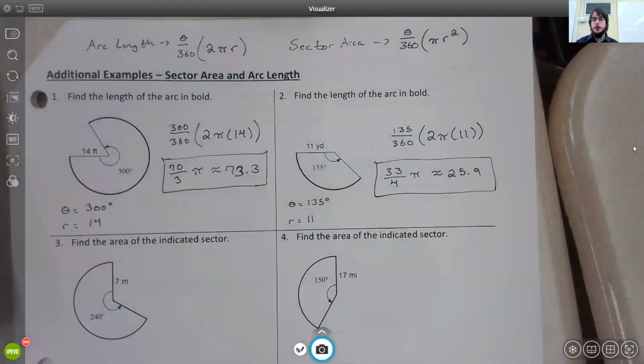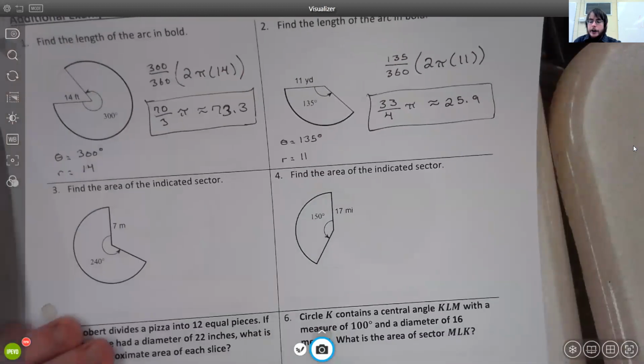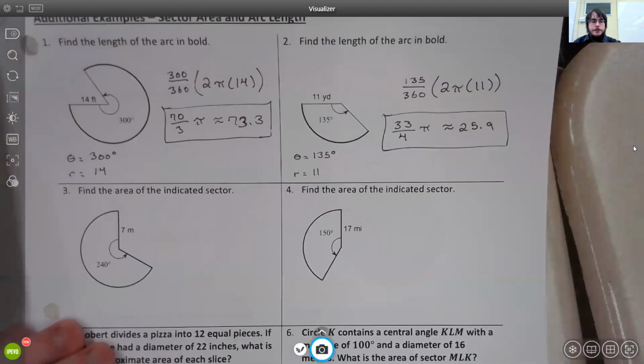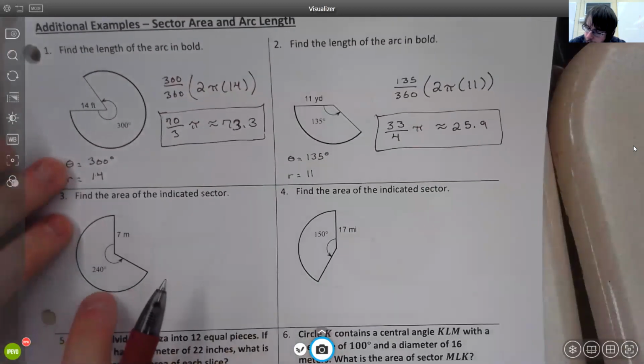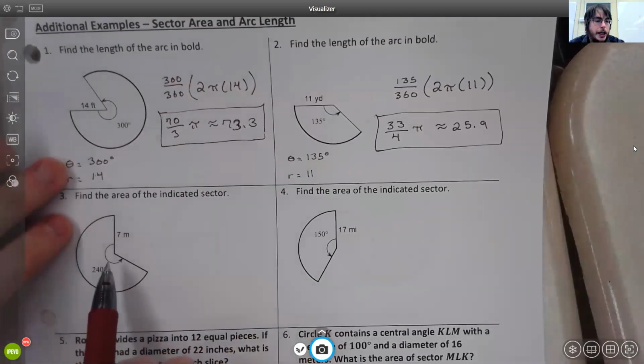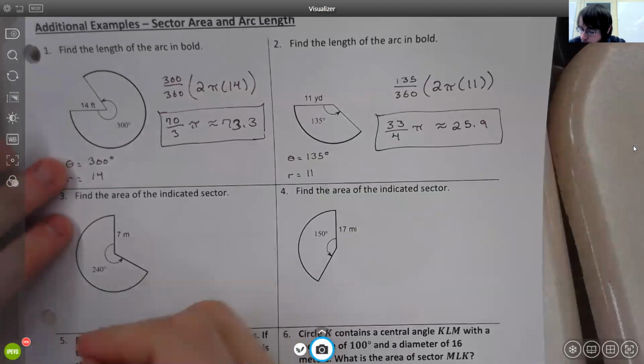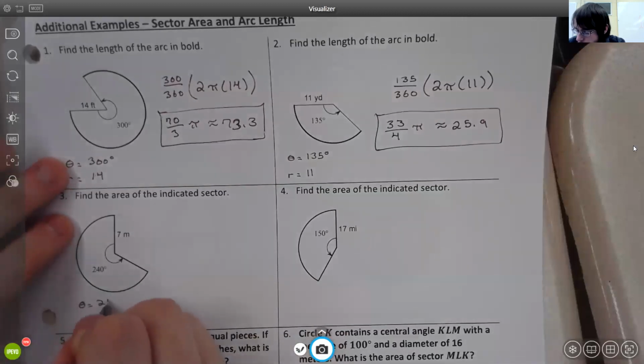So you need to make sure you read the question and determine whether it wants you to find the arc length or the sector area. So on number 3, find the area of the indicated sector. So in here, you see that your theta is 240 degrees and your radius is 7.